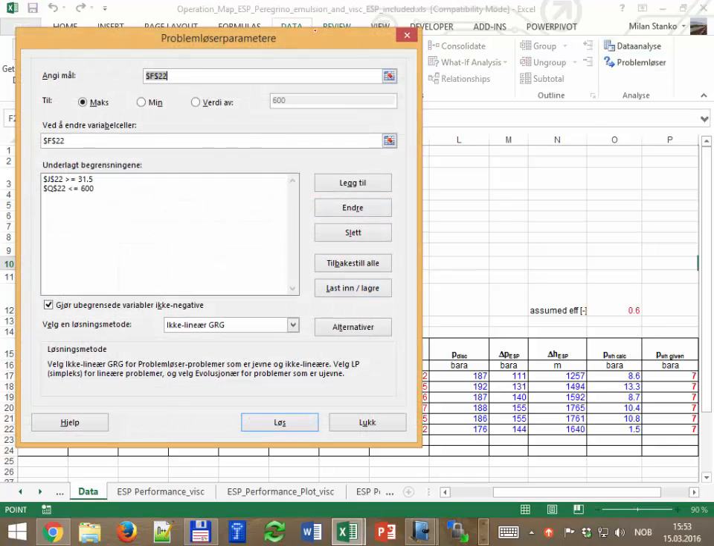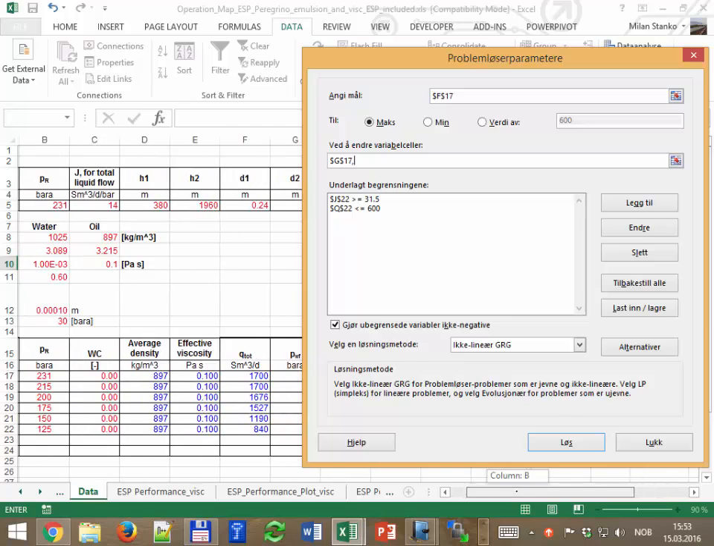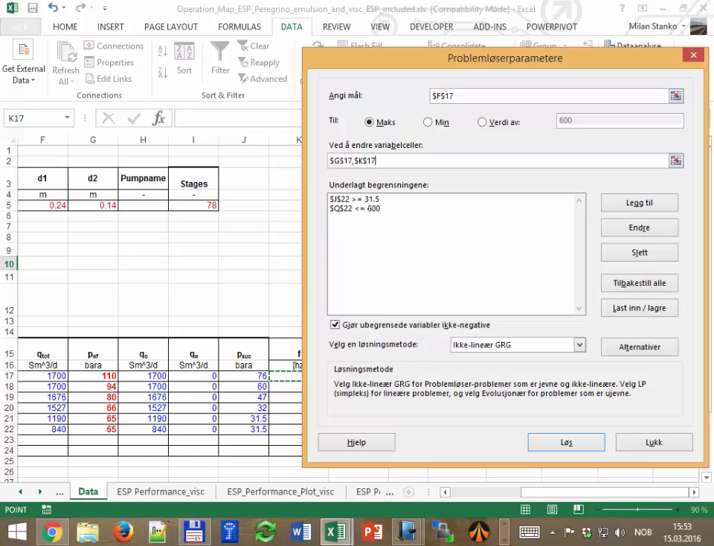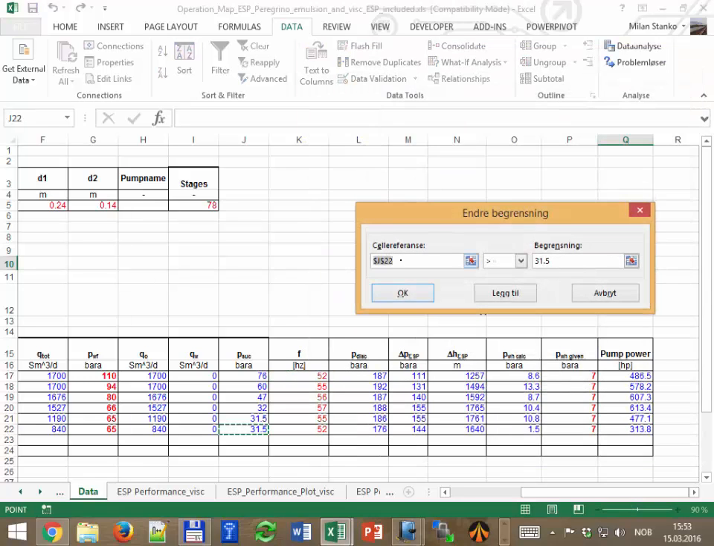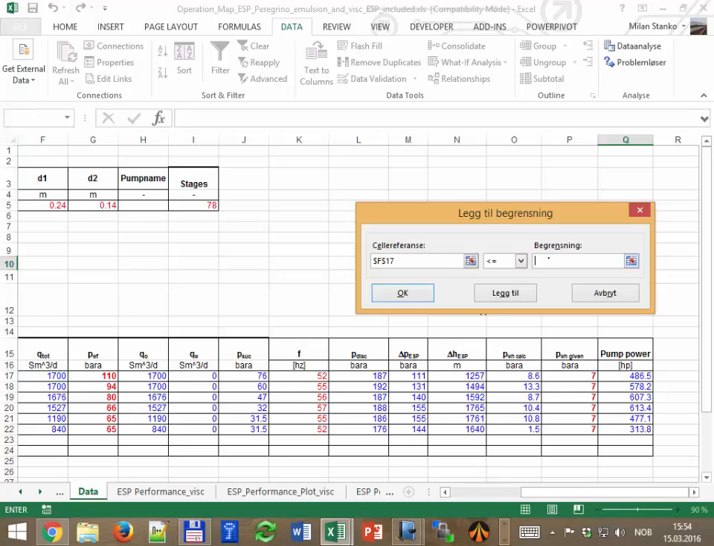Let's try this approach, okay? We want to, again, the same thing, maximize this rate, right? Okay. By changing, what are we going to change? Flowing bottom hole pressure, right? And we want to change also the frequency, okay? Now, I want that the suction pressure will be all the time greater than 31.5. I don't need the power constraint anymore because I already have the curve of the pump. Okay, I know what the pump can deliver, so I don't need this constraint. What else do I need? The rate should be less than 1700, right? If I could produce more at the beginning, I don't want to produce more. That's my limit. That's what I want to produce. And what else?